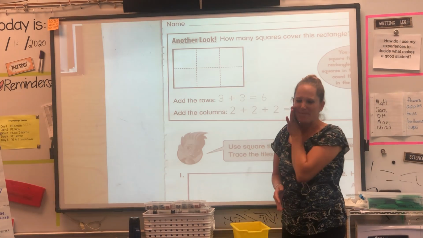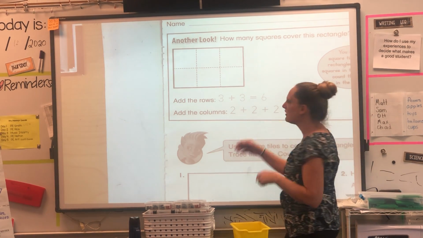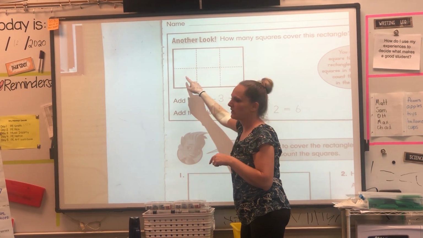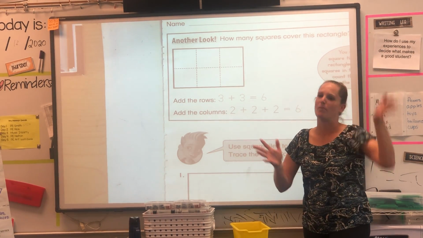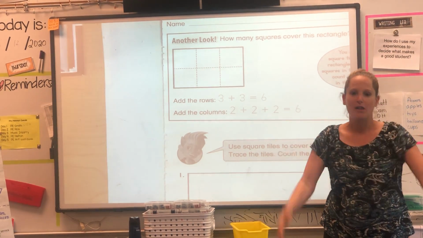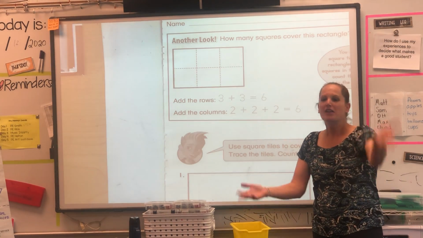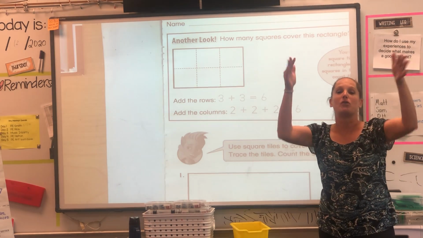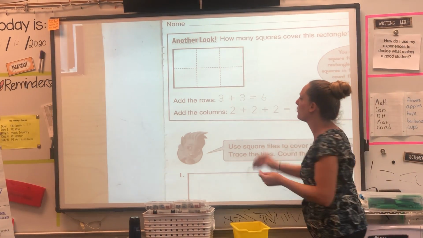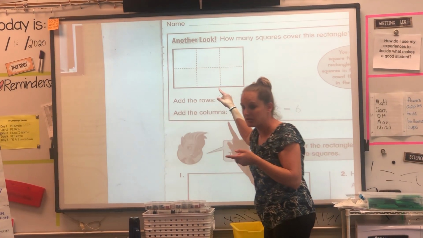Now, way back in first grade in kindergarten, you could actually just count the squares. 1, 2, 3, 4, 5, 6. But you guys are big second graders now. You're so big. And I bet you have grown. By the time I see you next, you're probably going to be up to my shoulders, or you've even passed me. So we are not going to sit there and count squares.